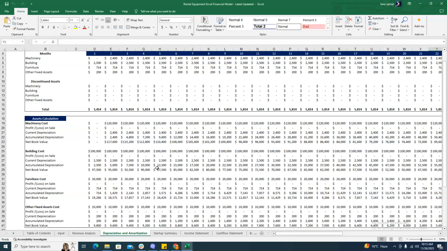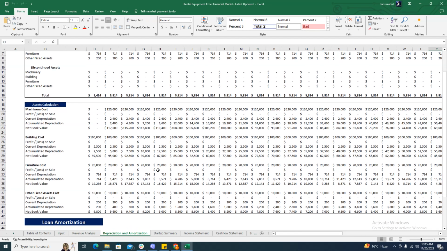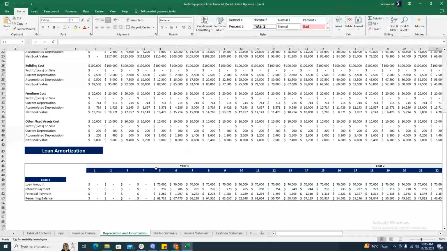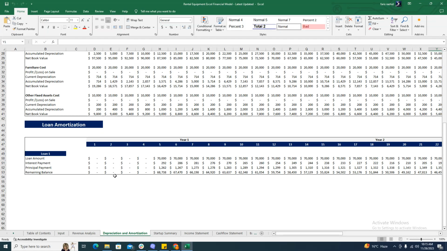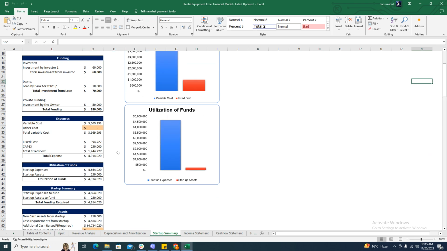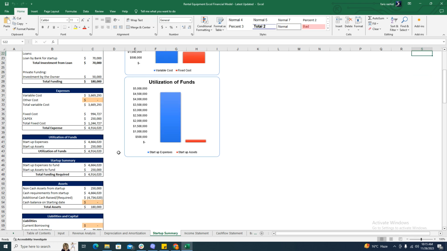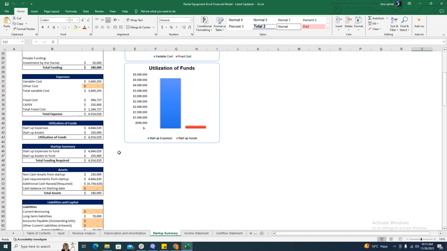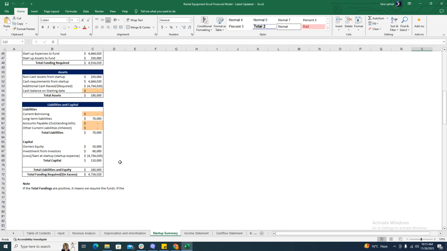This shows the depreciation schedule, basically all the depreciation of the assets of the business, or on fixed non-current assets or fixed assets. It also shows the loan amortization, as you can see over here. Then comes the startup summary. The startup summary basically gives you the total fundings and expenses of the business in the first year. It also shows the assets, liabilities, and capital of the business in the first year.